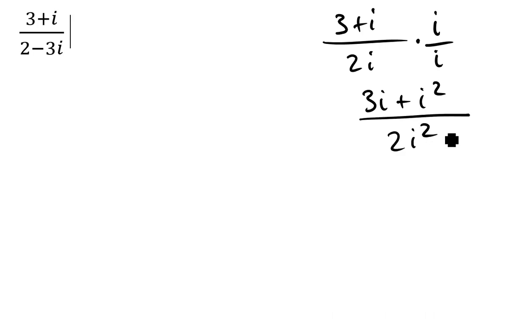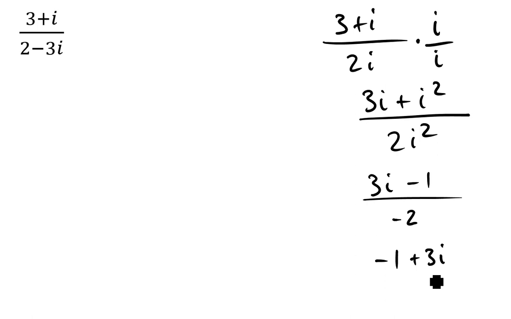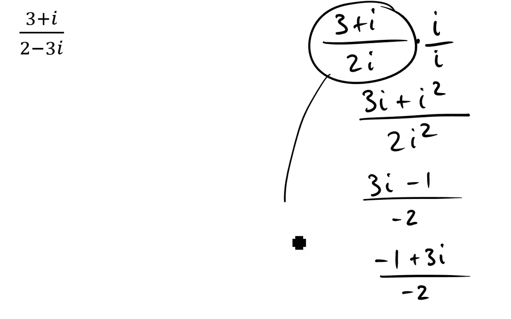Now, because i squared equals -1, I can change this further to 3i minus 1 over 2 times -1, which is the number -2. So probably the best form to write this number would be -1 plus 3i all over the number -2. So that's how I simplify this complex number. Multiply by i over i to get the imaginary part out of your denominator.